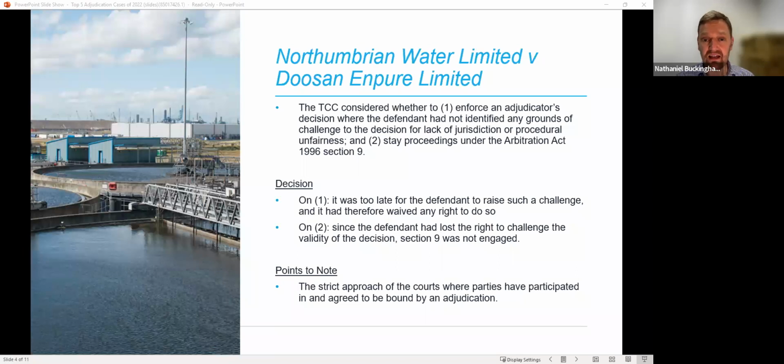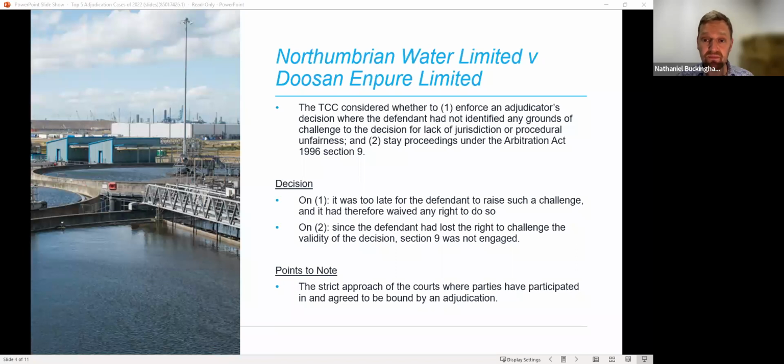Now, this case again highlights the strict approach of the courts to parties who have contractually agreed to be bound by the decision of an adjudicator and have participated in an adjudication without raising any jurisdictional challenge. The courts will expect parties to abide by the decision of an adjudicator, which will be held as enforceable, even if the underlying issues might ultimately be referred to an arbitrator. And in the meantime, the decision of the adjudicator will be binding and enforceable in court.